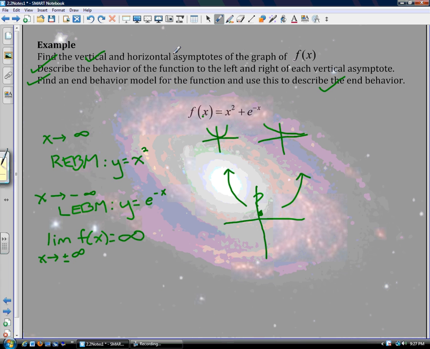And the last thing we need to talk about is, does it have a horizontal asymptote? Well, no, because the definition says in order to have a horizontal asymptote, you have to approach it as you go to the left or to the right, and we are doing no such thing. So no horizontal asymptotes or vertical asymptotes.